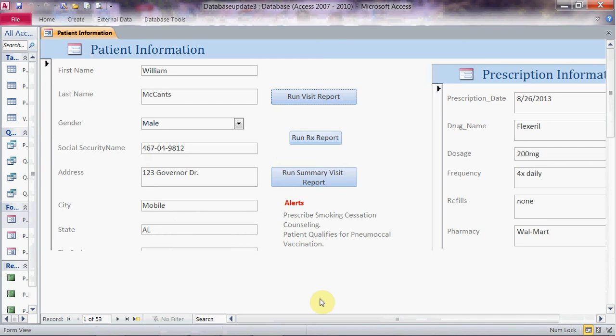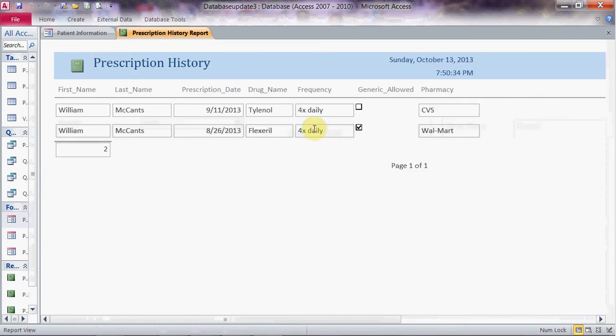We also have an option to show all medications that have been prescribed for Mr. McCants. He's had Tylenol and Flexeril. We show that this medication was sent to CVS and Walmart. He has refills, and we see the date the prescriptions were written.